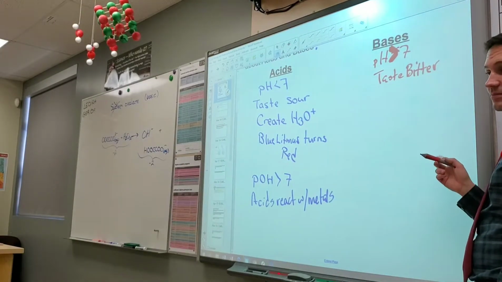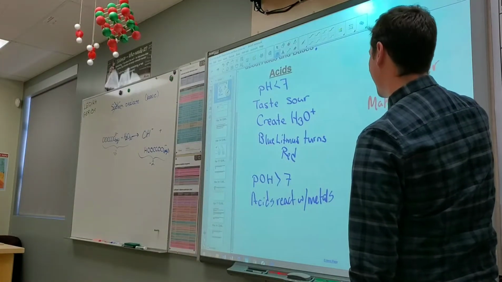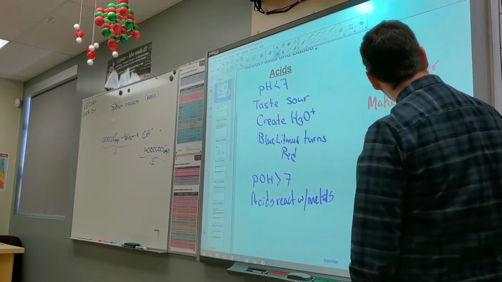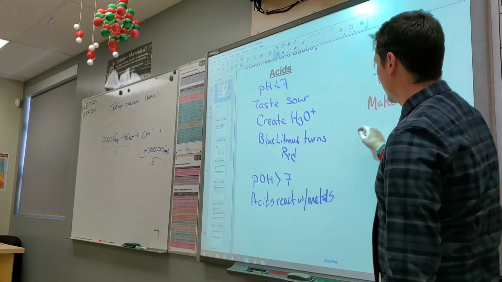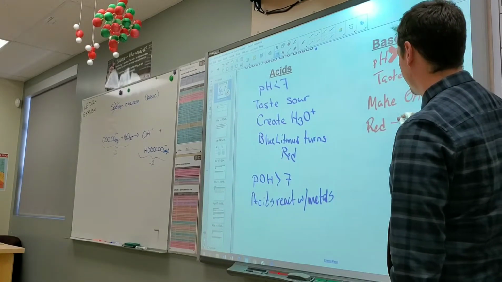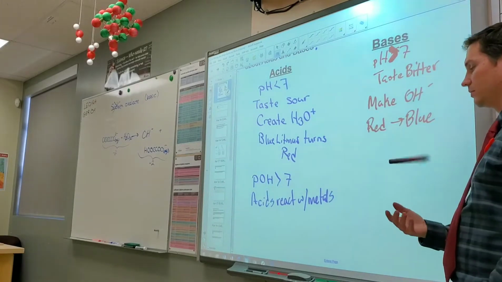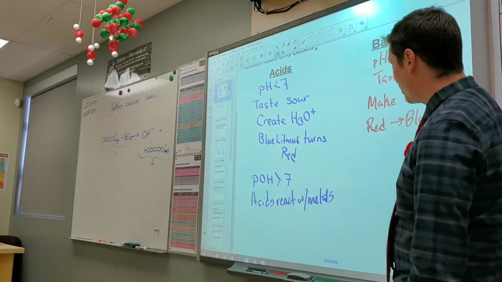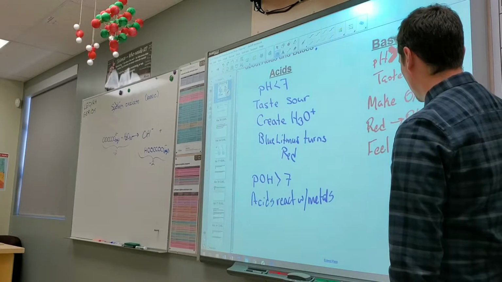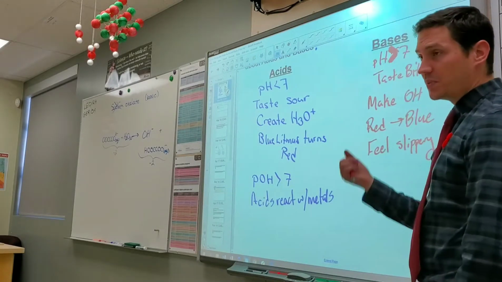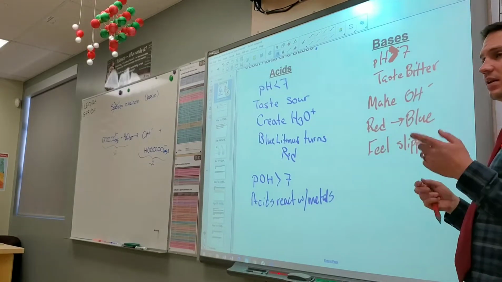What do they make? They create hydroxide. Or they contain hydroxide, right? When we add them to water. Red litmus turns blue. Slippery. They feel slippery. Remember, because bases, they react with kind of the oils on your skin and they make like a soapy substance that becomes slippery.